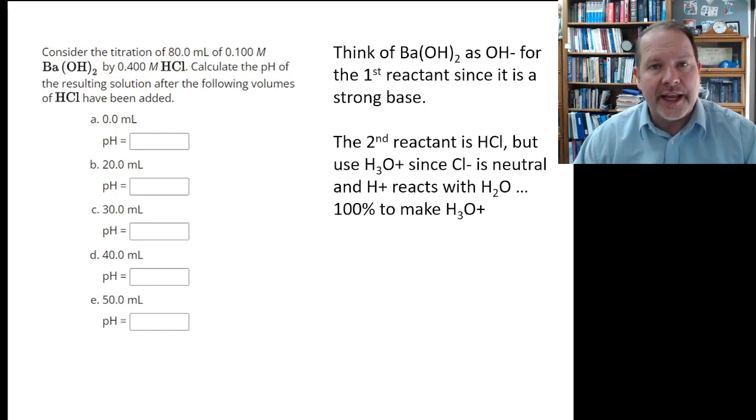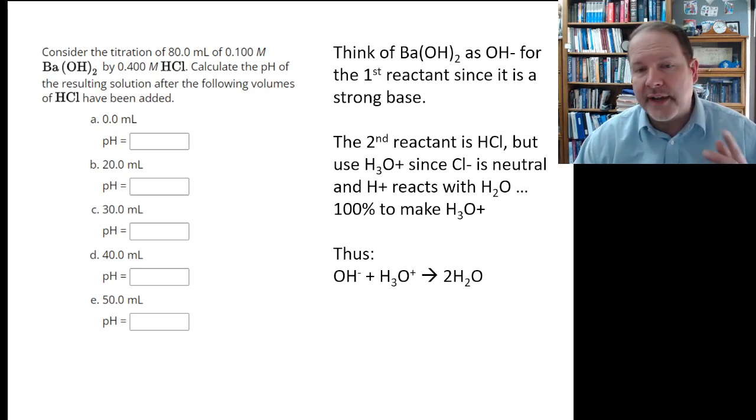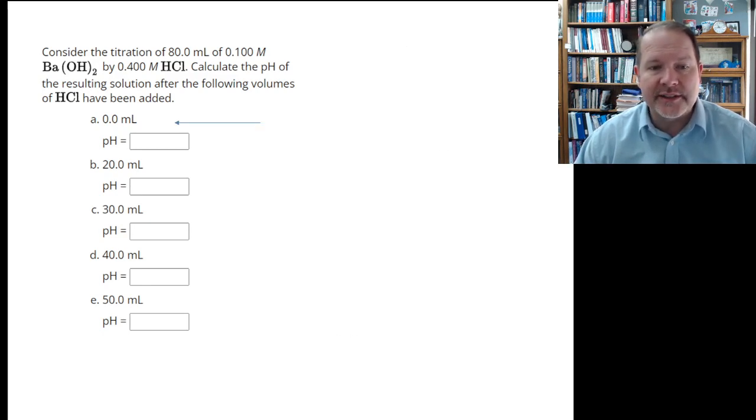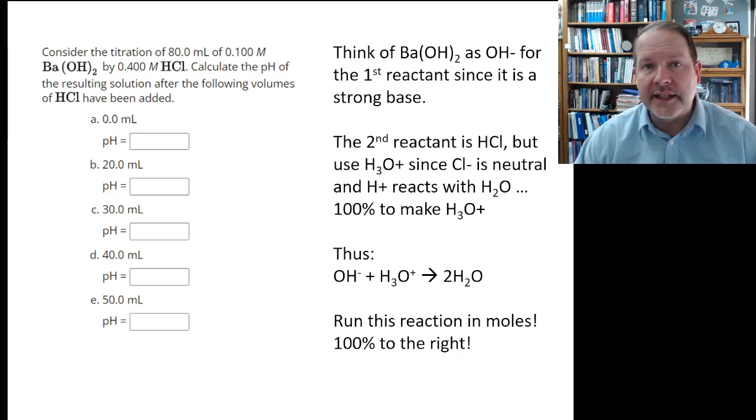So anytime you have a strong acid, HCl, HBr, HI, we always think of it and write it down as H3O+. So the reaction then is hydroxide plus the hydronium ion, and the only thing it makes there is water. In fact, it makes 2 moles of water. So this is a strong reaction. It goes 100% to the right, and you're going to run any of these calculations in moles first.